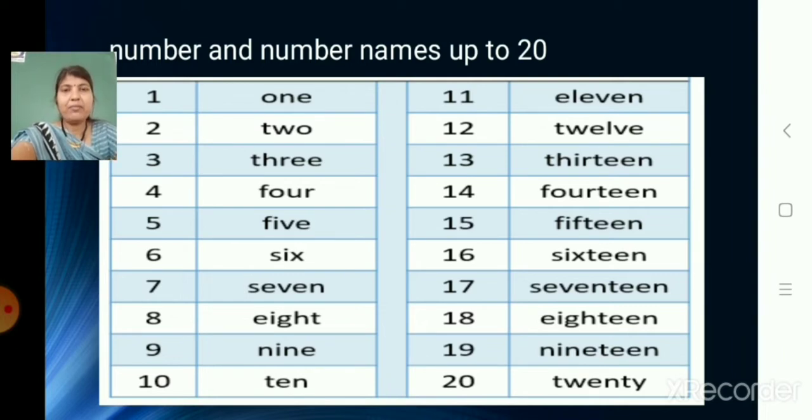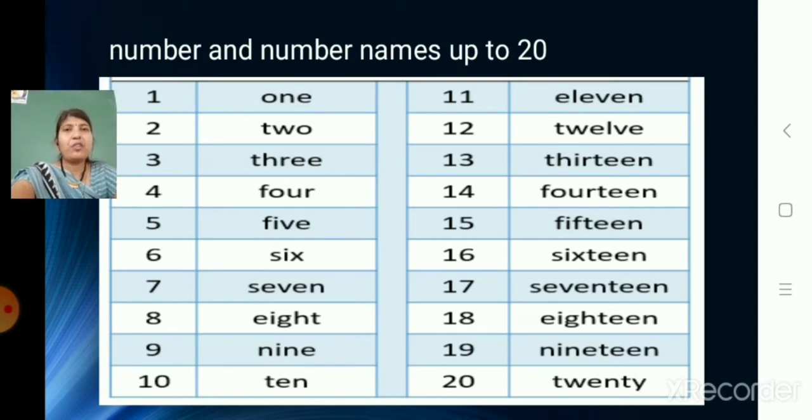16, S-I-X-T-E-E-N, 16. 17, S-E-V-E-N-T-E-E-N, 17. 18, E-I-G-H-T-E-E-N, 18. 19, N-I-N-E-T-E-E-N, 19. And 20, T-W-E-N-T-Y, 20. So student, you remember the numbers and number names up to 20. Now you have to copy down this in your notebook. Now we will see the exercise regarding numbers and number names up to 20.